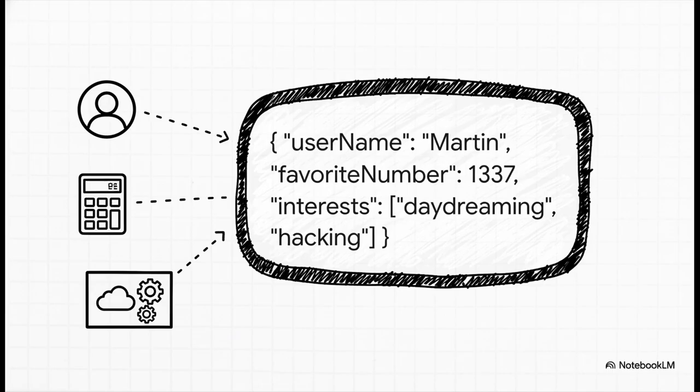To make all this concrete, we're going to be using this simple record as our example throughout. It's just a little JSON object, with a username, a favorite number, and an array of interests. Keep this little guy in mind, because we're about to see it get a whole bunch of different makeovers.